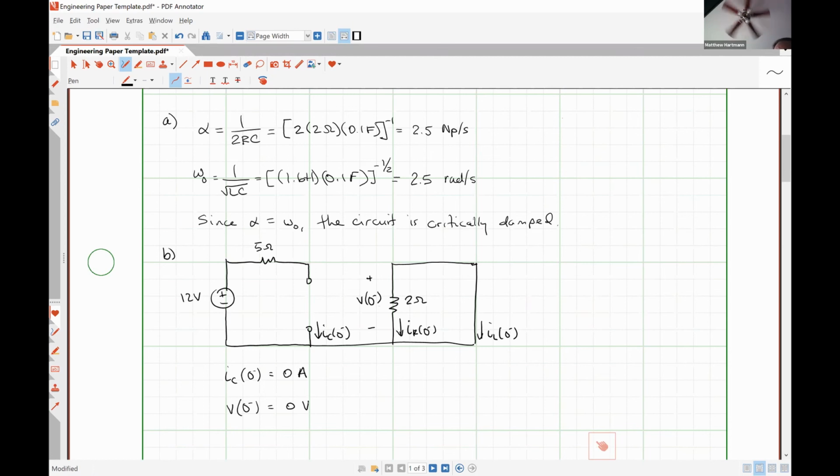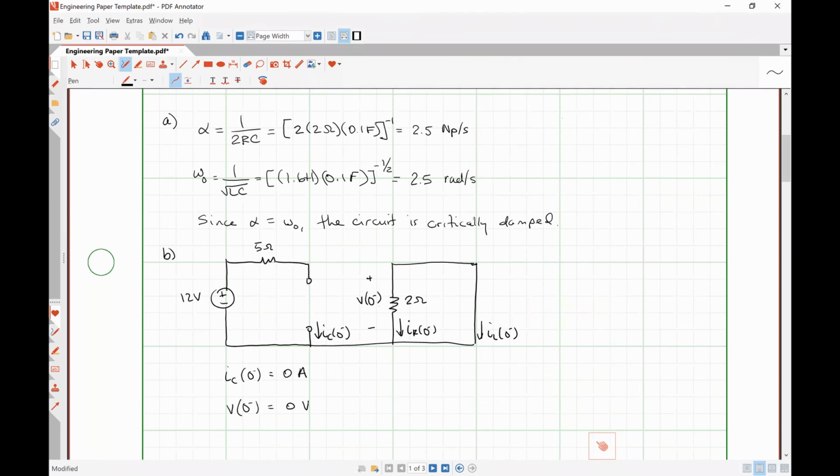From this, we can then tell that IR at 0 minus is going to be 0 amps because if there's no voltage drop over the resistor, there can't be any current flowing through it. And we can apply Kirchhoff's current law at our bottommost node and easily see that IL at 0 minus must also be 0 amps. Does that circuit analysis look good to everybody?